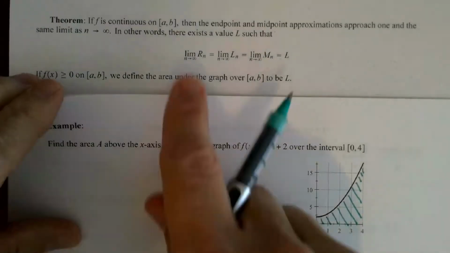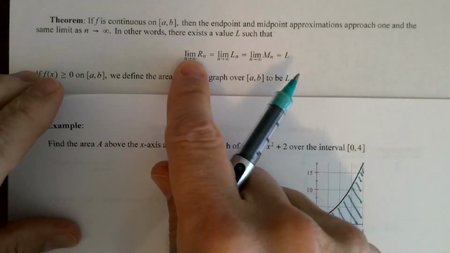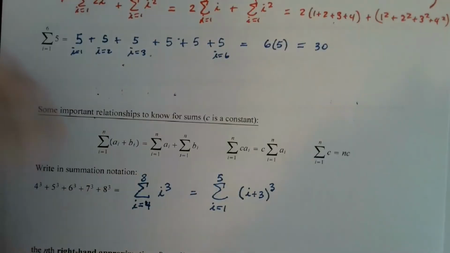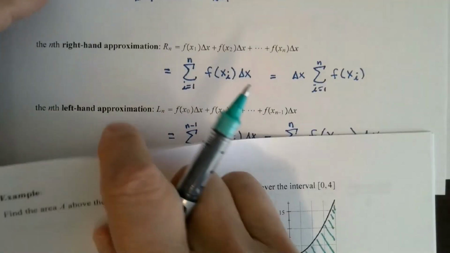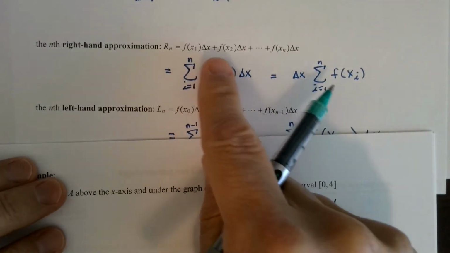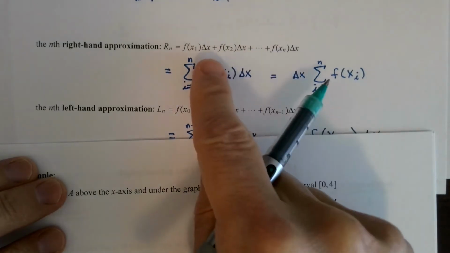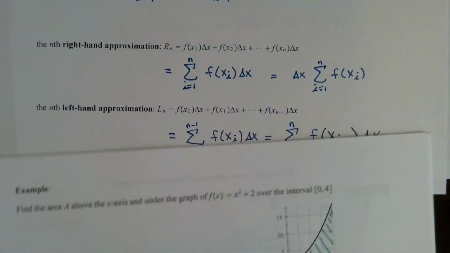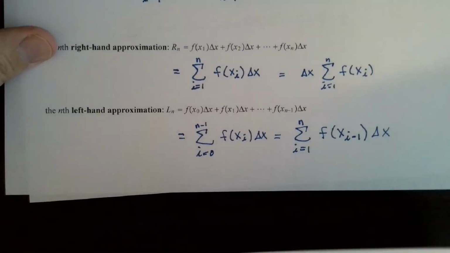So I'm going to find R sub n, and once I do that, then I'll take the limit as n goes to infinity. If you remember the formula for R sub n, in the last video we derived it right here. This is the sum of the areas of those n rectangles. Their widths are all delta x, and the heights are determined by the right-hand endpoints.